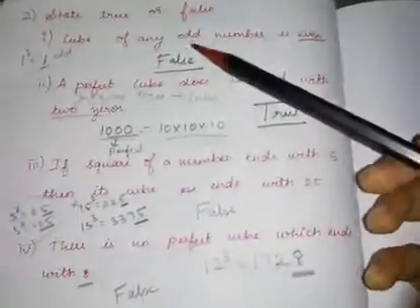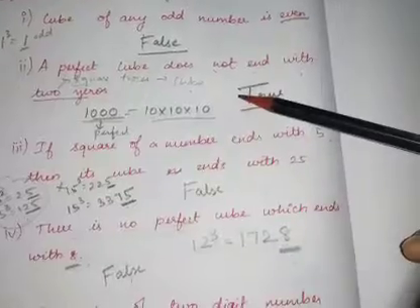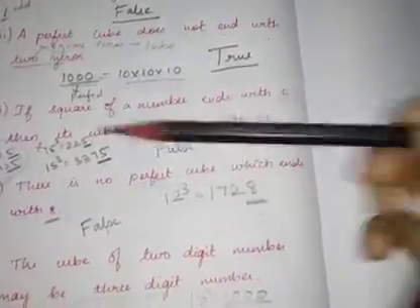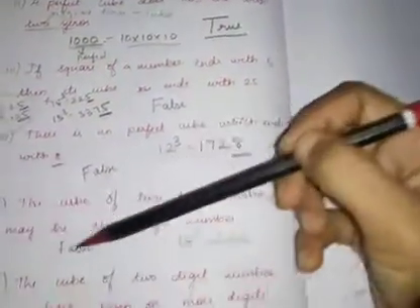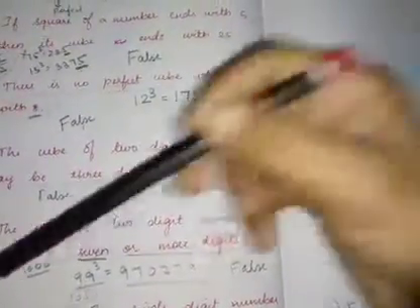Now what you have to do is write the answers for this. First problem false, second problem true, third problem false, fourth problem false, fifth problem false, sixth problem false, seventh problem true. Understood?